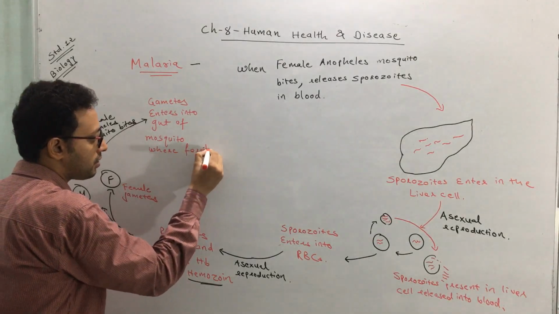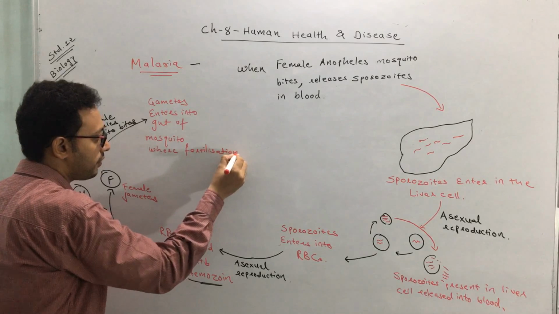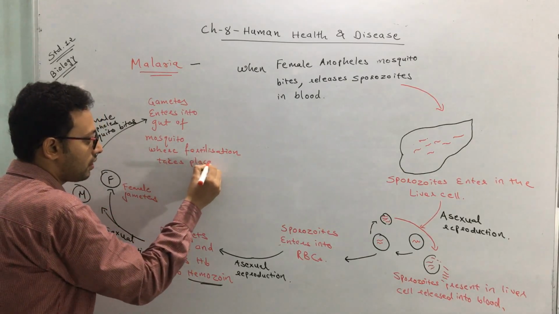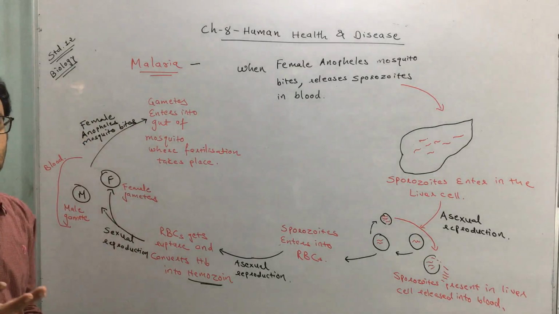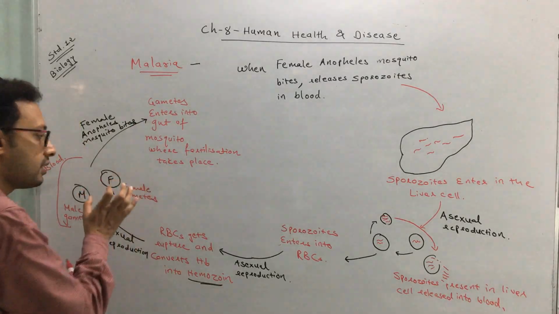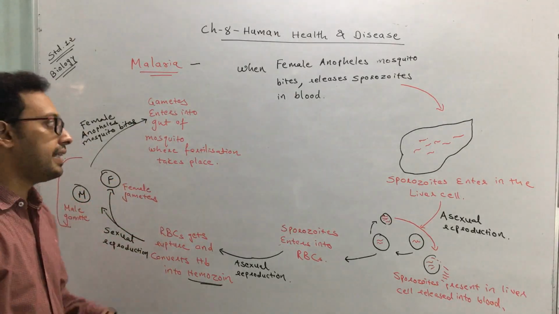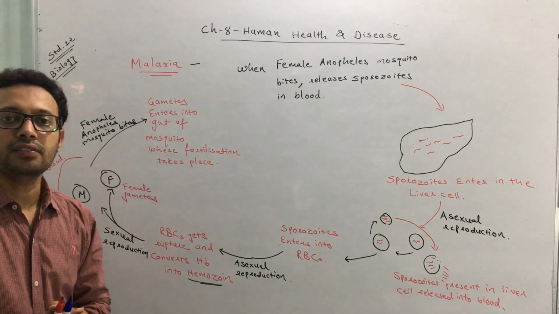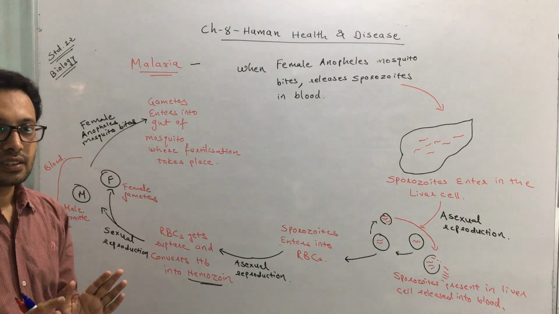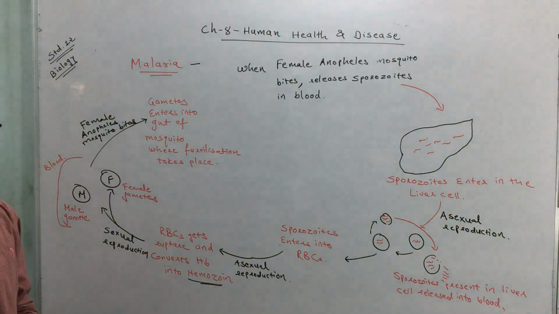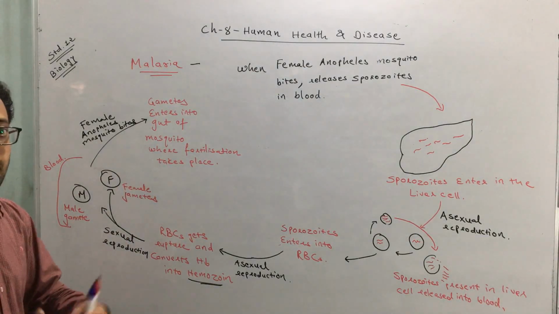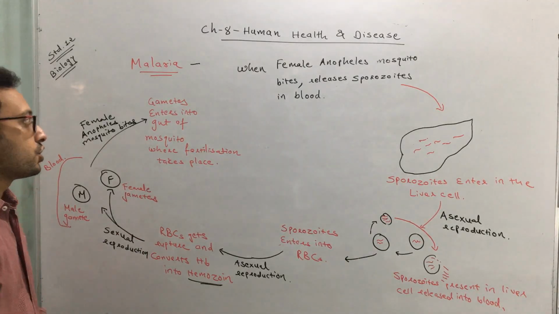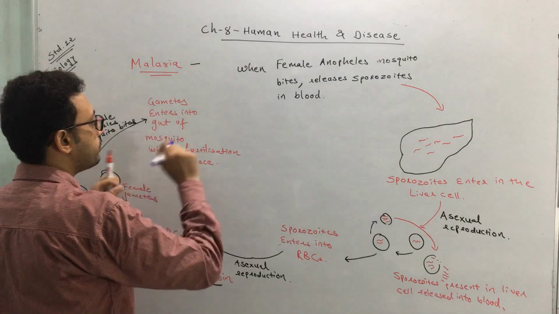fertilization takes place. What takes place? Fertilization takes place. You know the meaning of fertilization. Fertilization means a fusion of male and female gamete. So the fusion of male and female gamete takes place in the gut of the mosquito. Clear? Okay? So that fusion takes place. Now once they fuse, they become mature.